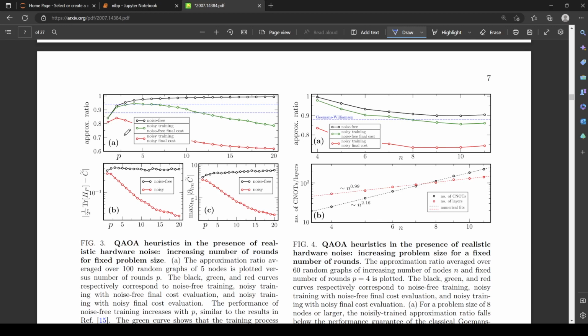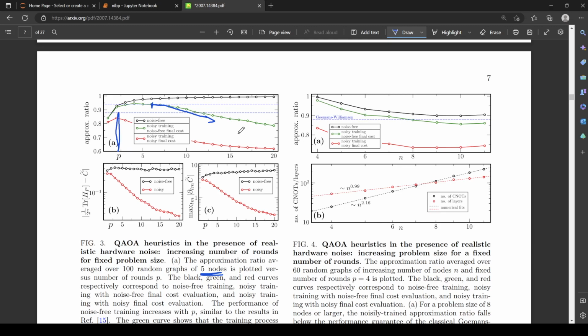You can see here that this is for a constant qubit size, 5 qubits. As we increase the number of layers, even if the training or the evaluation is noise-free, past a certain point, around p equals 6, this goes downhill. So it becomes disadvantageous to add layers at that point. And almost immediately we can see with noisy training, it becomes disadvantageous to add layers.